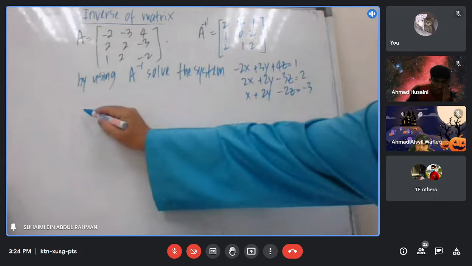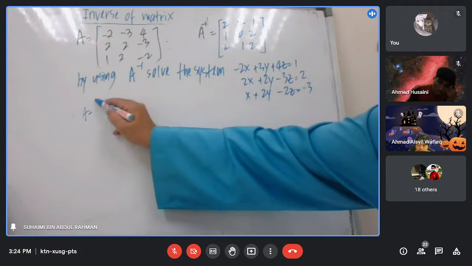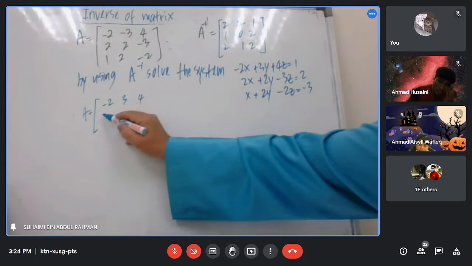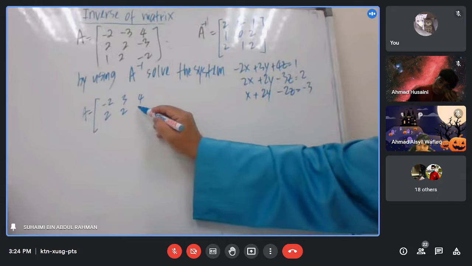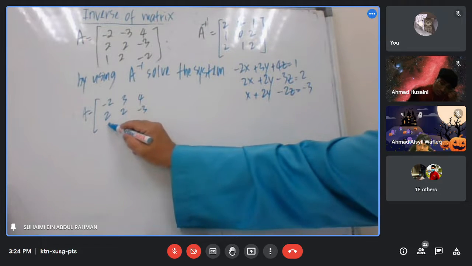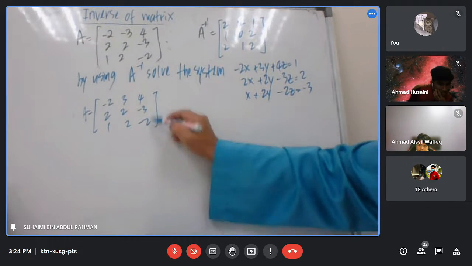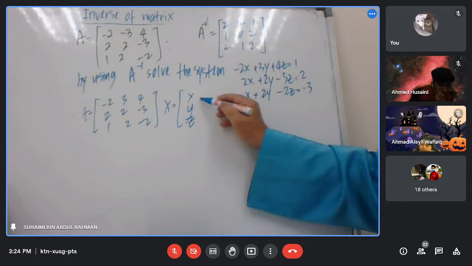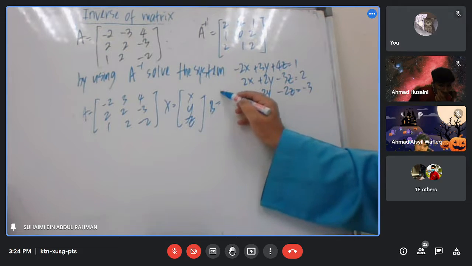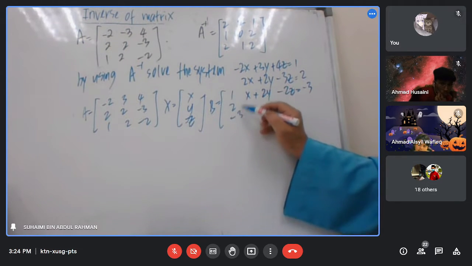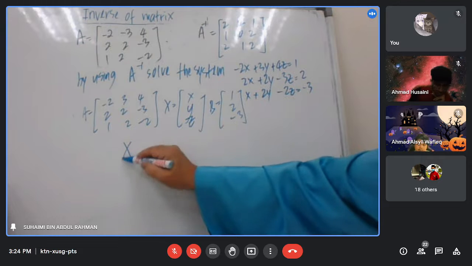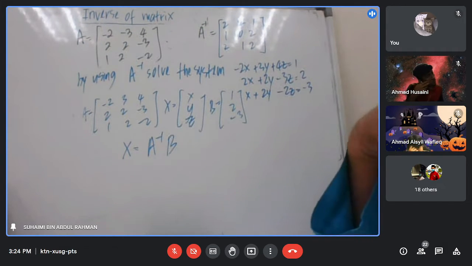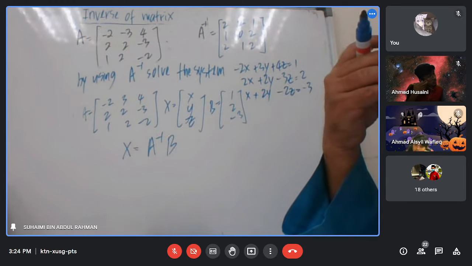Equations can be written as matrix A: minus 2, 3, 4, 2, 2, minus 3, 1, 2, minus 2. Same as this, matrix X is X, Y, Z, and matrix B is the matrix of 1, 2, minus 3. Therefore, X is A inverse multiplied by B, as I said in the beginning of the lessons today.